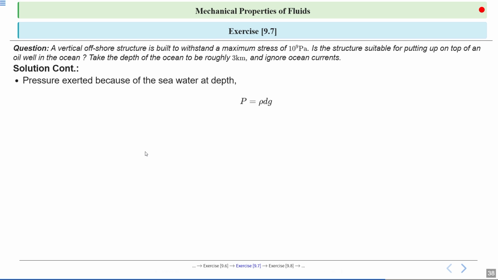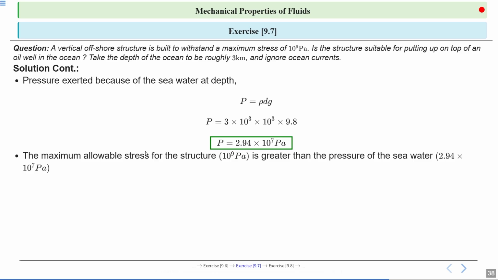First, let's recall how to calculate the pressure exerted by the fluid at a certain depth. We know the formula P = rho d g. So just substitute the values and solve it. You will get 2.94 × 10^7 Pascal.